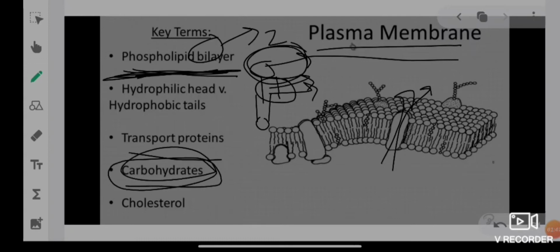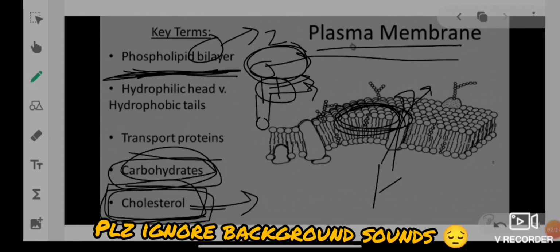Carbohydrates are a branched structure present in the structure of the cell membrane. They are found attached to the lipids or proteins on the extracellular side of the membrane, which leads to the formation of glycolipids and glycoproteins. Next we come to cholesterol. Cholesterol is a folded structure present in between the tails of the phospholipid membranes, like this. It is present in the tails of the structure of the plasma membrane. It is responsible for the fluidity of the membrane.